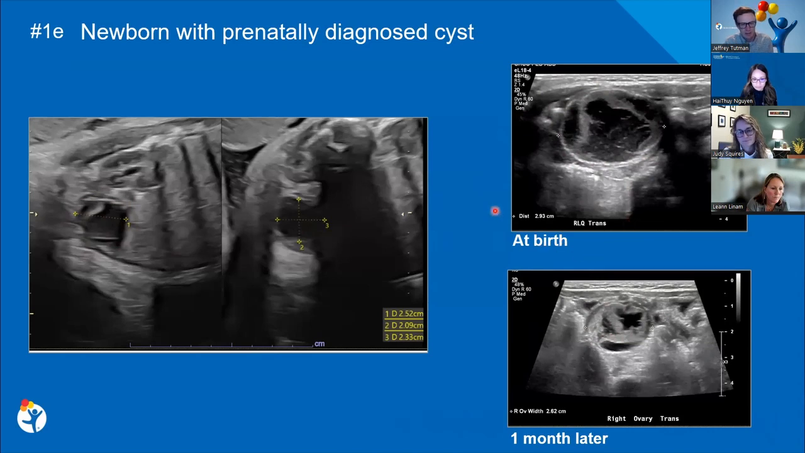So I think that showcases the other end of the spectrum, as not all of these are typical adolescent torsions. You can also have these prenatal torsions as well.